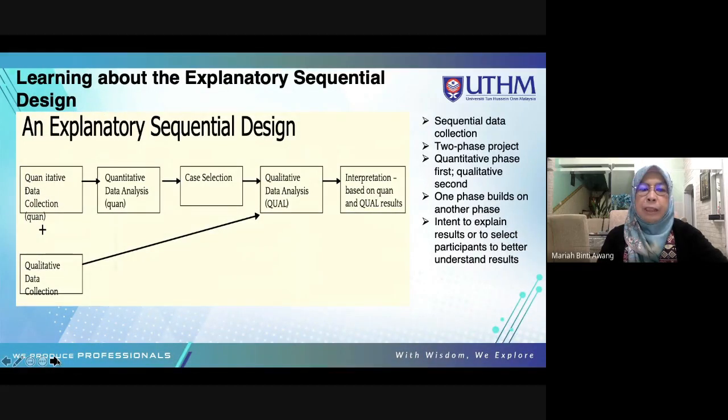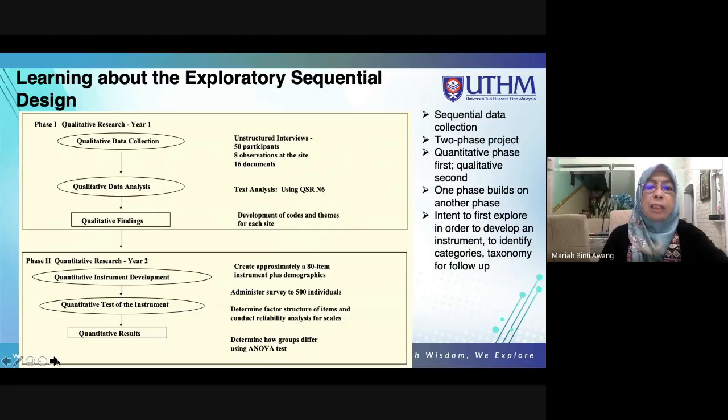For explanatory sequential design, sequential data collection, two-phase project, quantitative phase first, and qualitative second. One phase builds on another phase. Intent is to explain results or to select participants to better understand results. For exploratory sequential design, this is sequential data collection, two-phase project, qualitative phase first and quantitative second. One phase builds on another phase. Intent is to first explore in order to develop an instrument, to identify categories, taxonomy for follow-up.